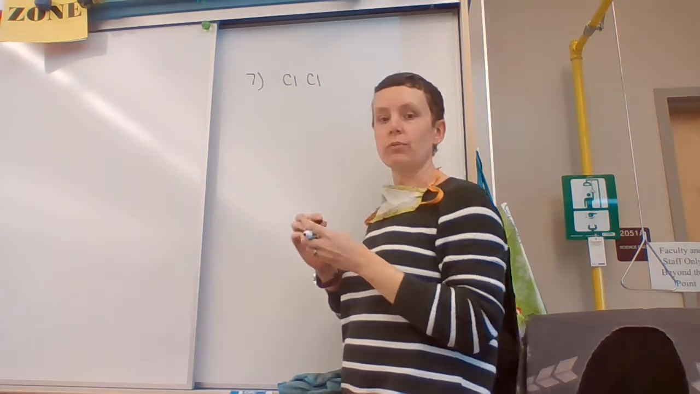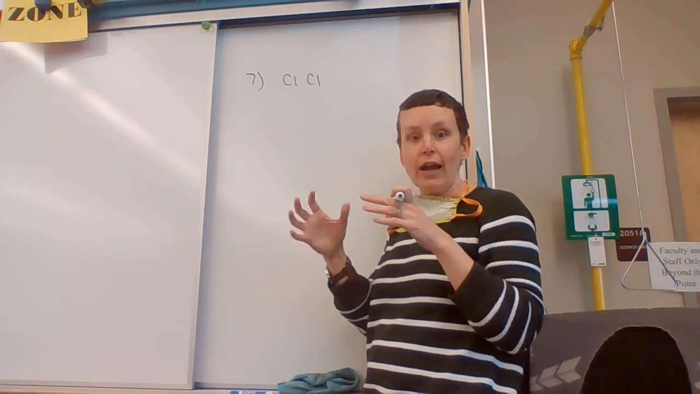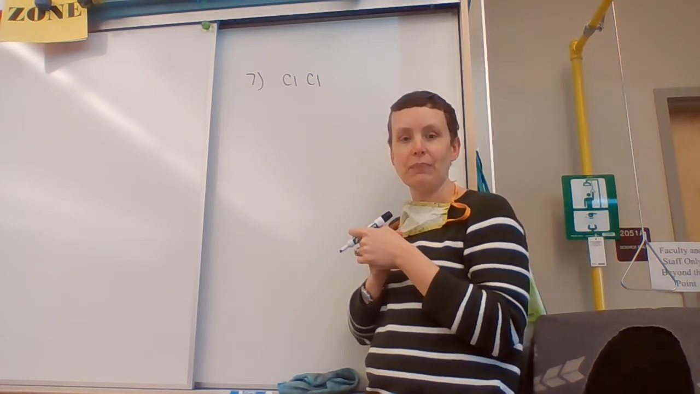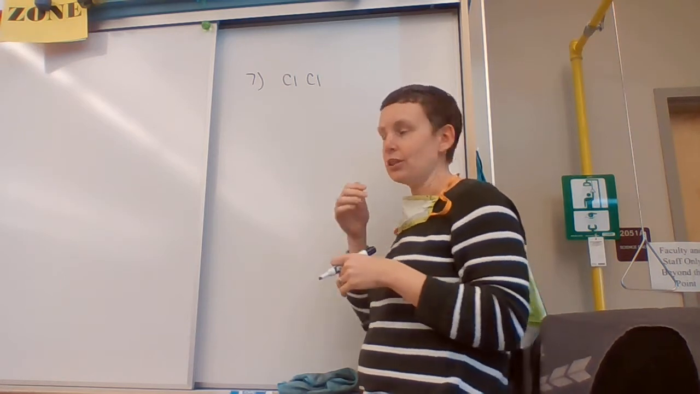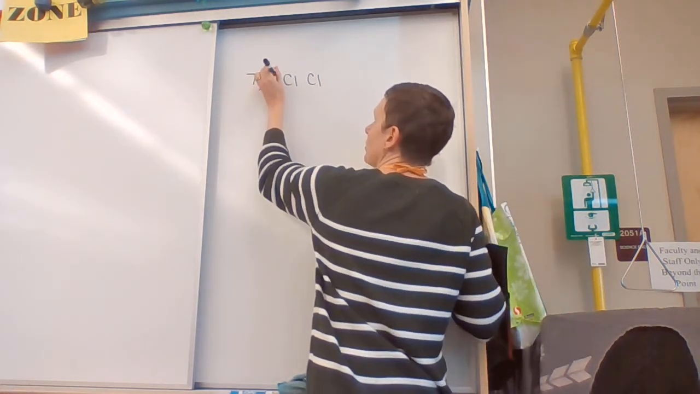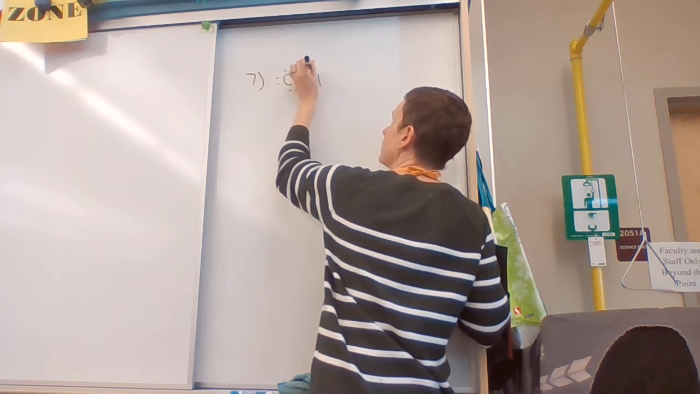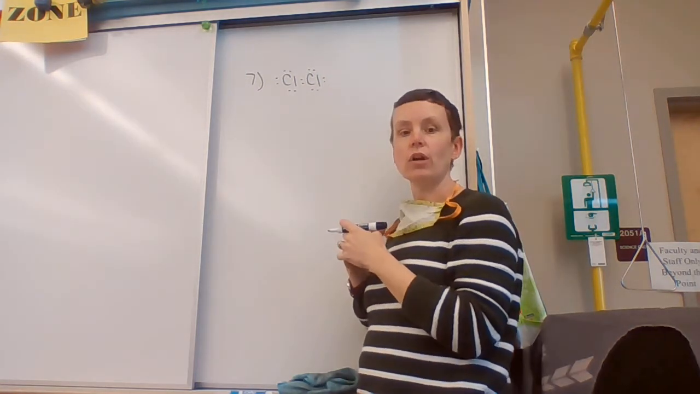So two chlorines next to each other instead of just one chlorine. That's the first step, is arrange your atoms. When you only have two atoms, they just go next to each other. You don't really have a middle atom, okay? Next step is give everybody 8 except for hydrogen, but we don't have hydrogen here, so we don't have to worry about that. So we put 8 dots around each chlorine. And there is your structure, okay?